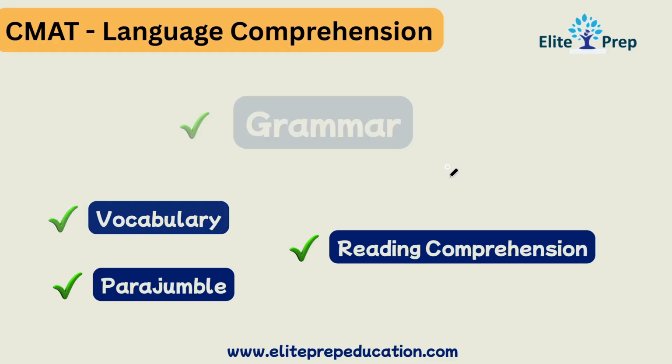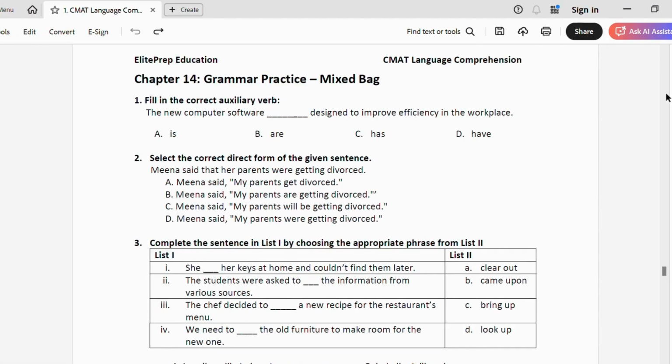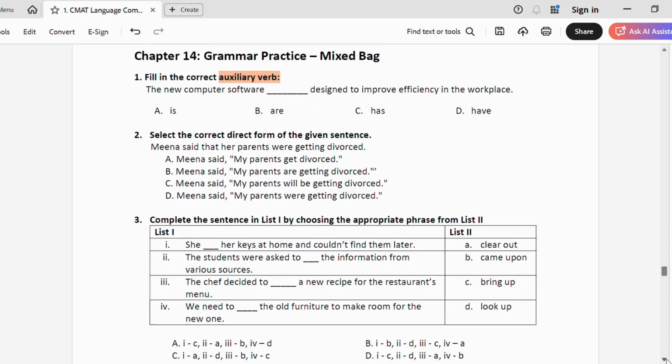Next is what are the question types tested. So different question types. Grammar is tested in so many ways. I'll just show you. These are the different question types. You can see here auxiliary verb, fill in the blank. Fill in the blank is tested. What are the different question types?